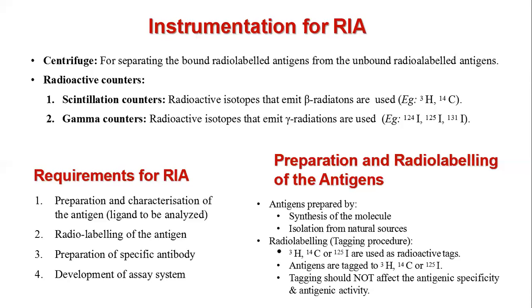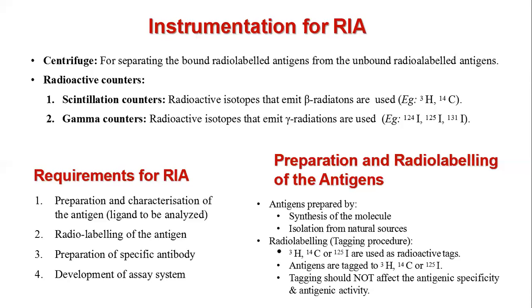And what are the requirements here? The requirements are, first, the antigen, and the process antigen, meaning unlabeled and labeled antigen, radio-labeled antigen, then specific antibody and secondary antibody. And the third one is a standard RIA, an already developed assay system. So if we have that, then we can go for preparing and radio-labeling of the antigen.